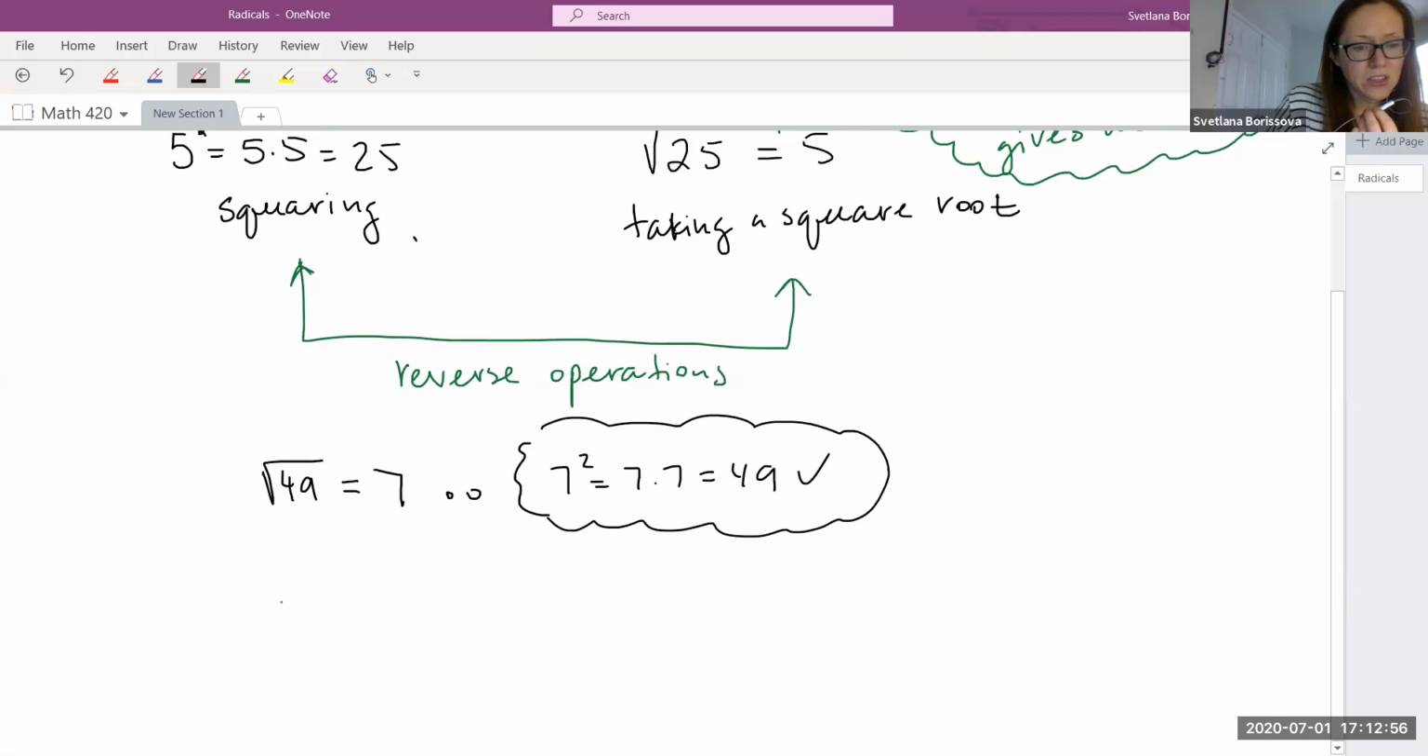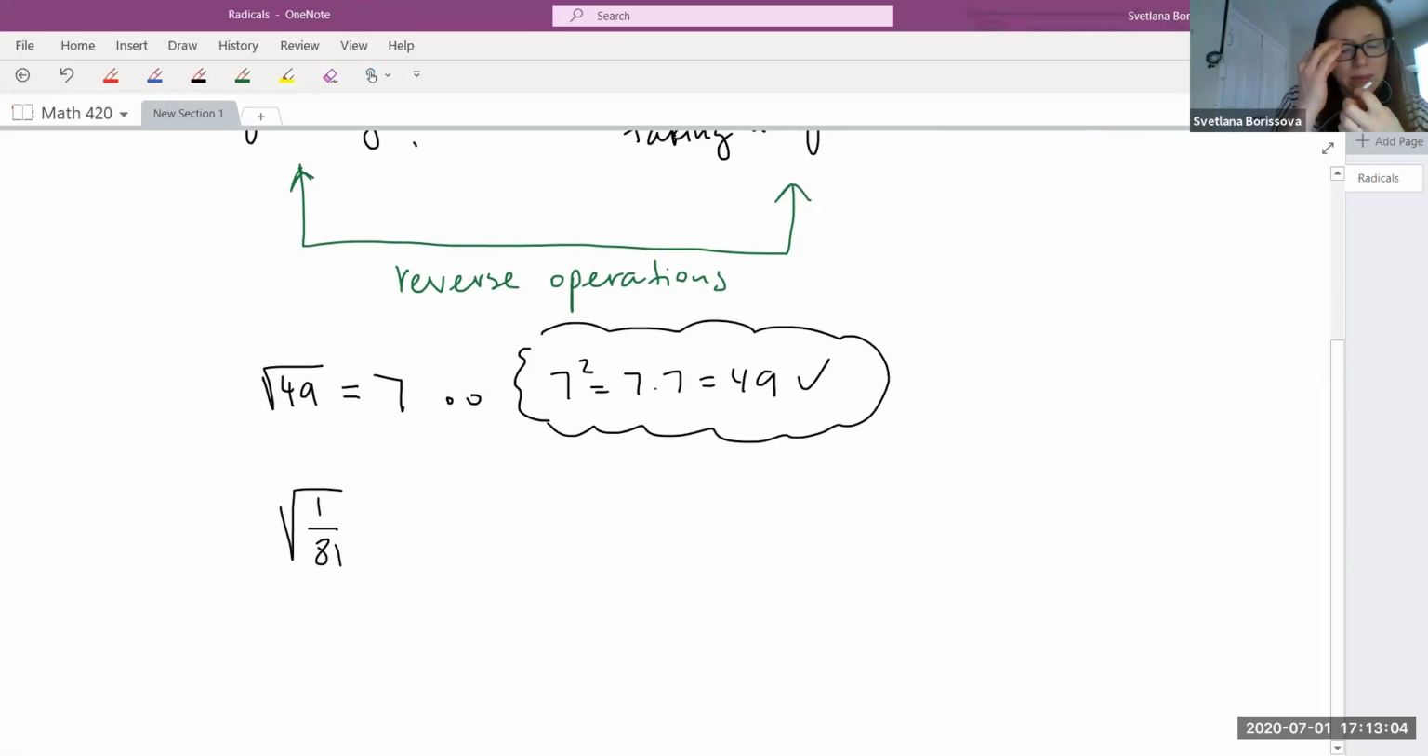Then let's say the square root of 1 over 81. Now it's a square root of a fraction, but not a big deal because I am thinking the same way. What fraction when I multiply it by itself gives me 1 over 81? And remember, when we multiply fractions, we multiply numerators together and we multiply the denominators. So to get 1 in the numerator, I have to multiply 1 by 1, right? So it's 1 over, and then 1 over 9. The denominator is 9 because 1 over 9 times 1 over 9 is 1 over 81. In other words, 1 over 9 squared is 1 over 81.